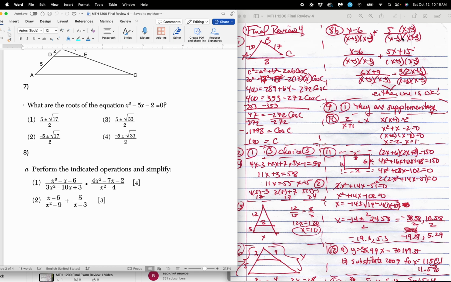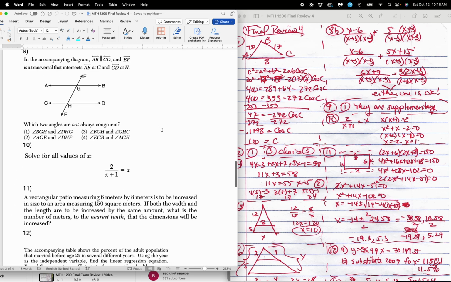They're all there already. So I distribute the 5 to get 5x plus 15. I keep my denominator the same. X plus 5x is 6x. Negative 6 plus 15 is 9. Or you could factor it and get 3 times 2x plus 3 over x plus 3 times x minus 3. Either of those is fine and acceptable.